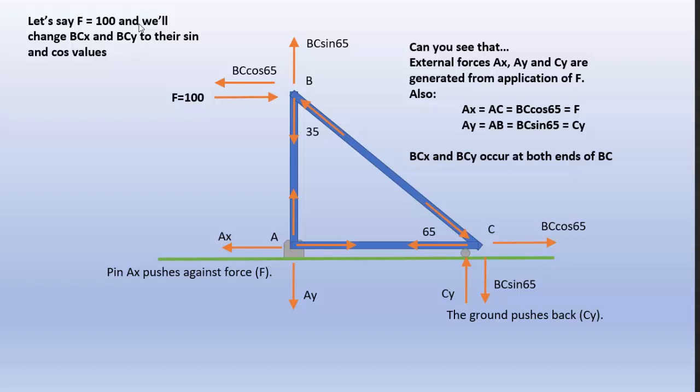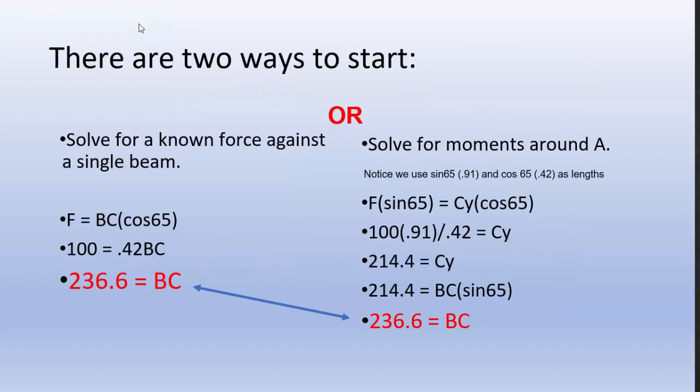Okay, so let's see what we got. There's actually two ways to start this. You can either solve for a known force against a single beam, and in that case we would know we have a force of 100 pressing against BC, and that would be the horizontal part I need, so it would be BC cosine 65.